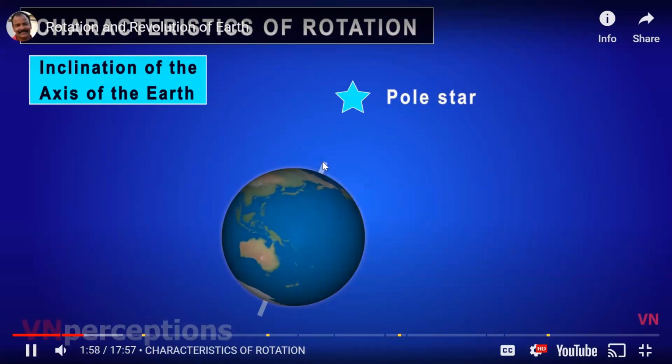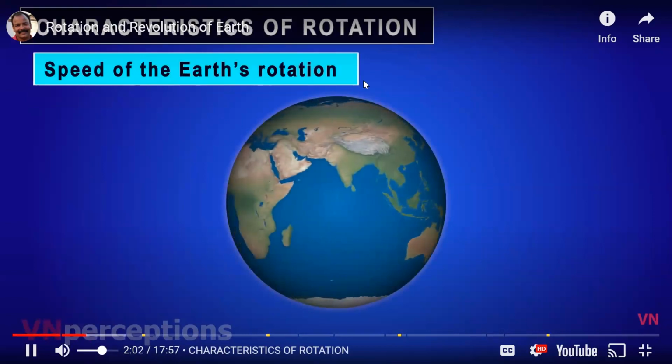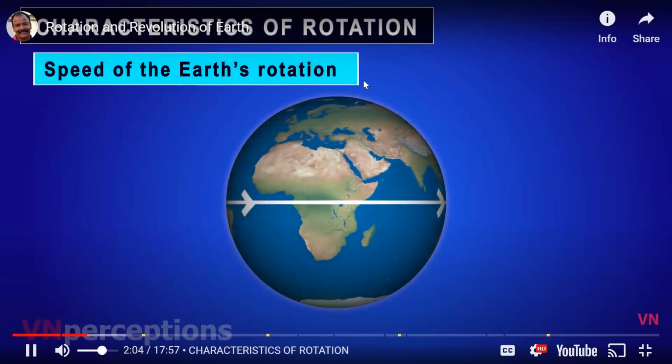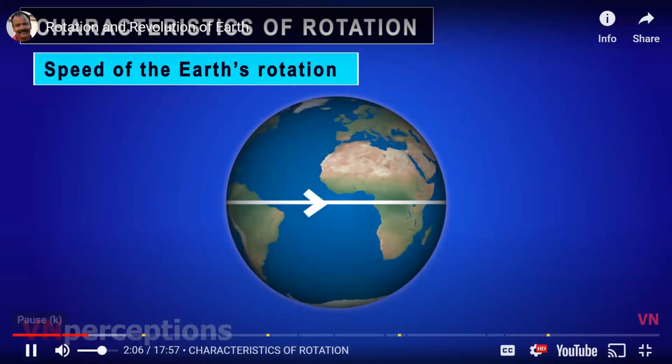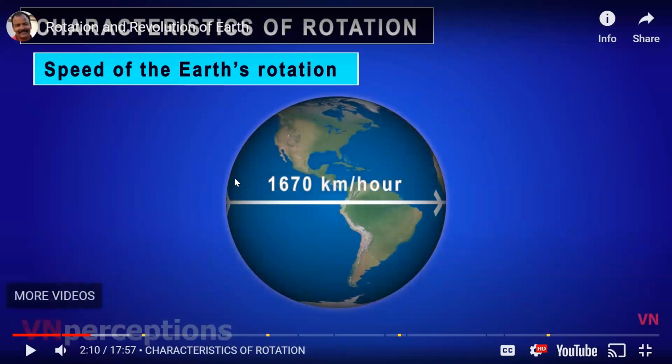Third is the speed of the Earth's rotation. The speed of the Earth's rotation at the equator is 1,670 kilometers per hour. Is it correct? Normally the speed is maximum at the equator, whereas here the speed will be slower. Why? Because you see this is very much bulging. When we are moving up and down, it doesn't come flattened. So in 1 hour, look at the speed.